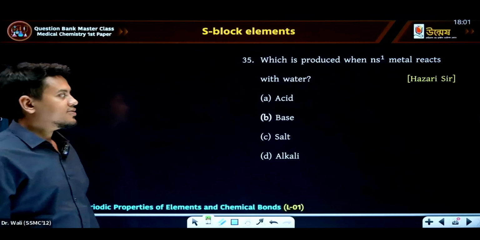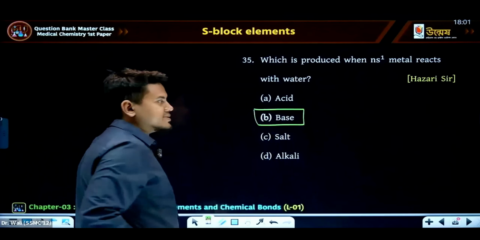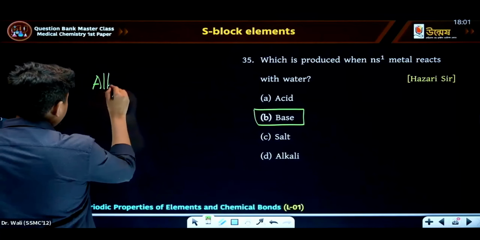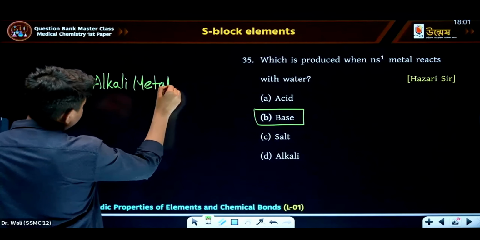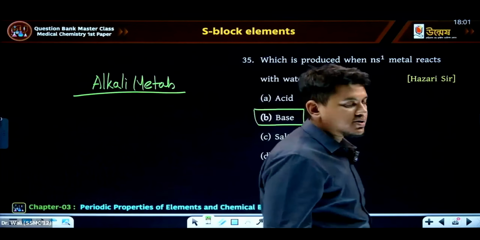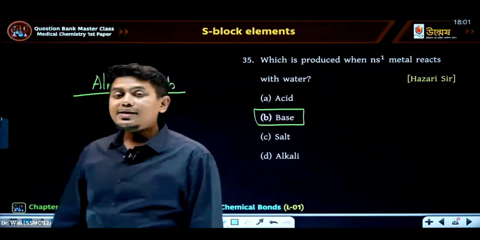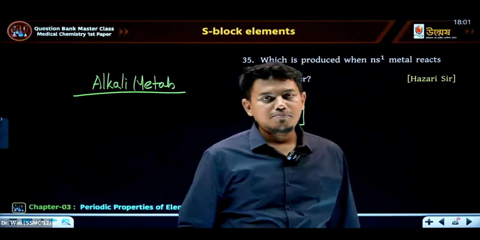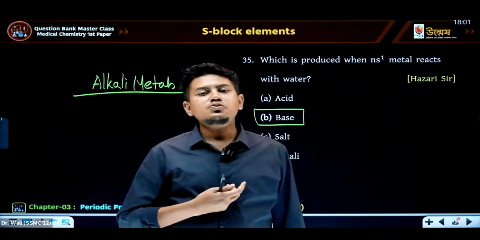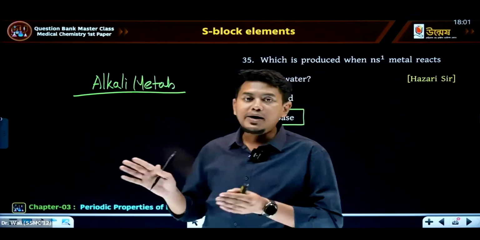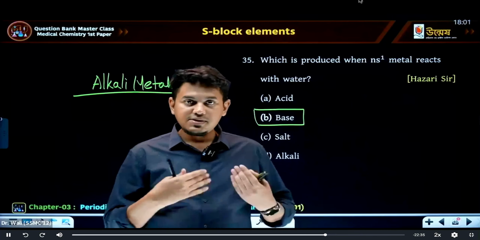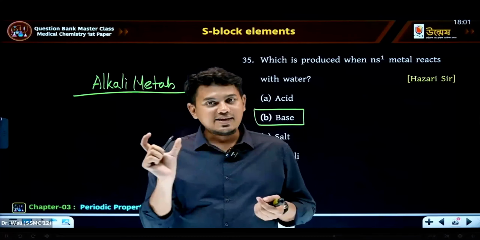Which is produced when group 1 metal reacts with water? Certainly base. Group 1 metals are known as alkali metals. Why? Because they vigorously react with water to generate bases or alkali. But the alkaline earth metals are also known as alkaline metals because they tend to react with water, though not in a vigorous fashion like group 1, but they do react with water. This is the reason for the word alkaline in its name.